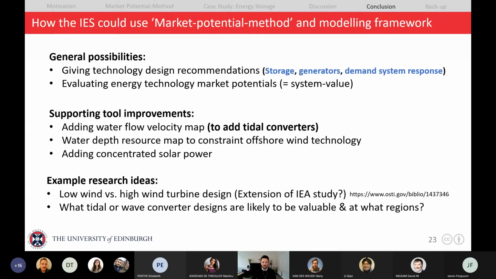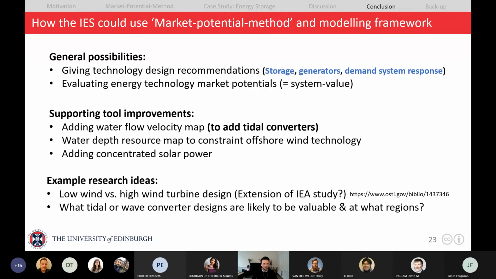Then we can also evaluate the energy technology market potential: what is the system value of a technology, and roughly the market size. IES could also support tool improvements. I mentioned, I think two weeks ago in a presentation, that it would be really nice if we could add water flow velocity maps to include the marine potential endogenously, better. I think a water depth resource map to constrain offshore wind technology would also be helpful, distinguishing whether a technology is pile-based or offshore floating. Maybe there's a cost difference, I'm pretty sure.